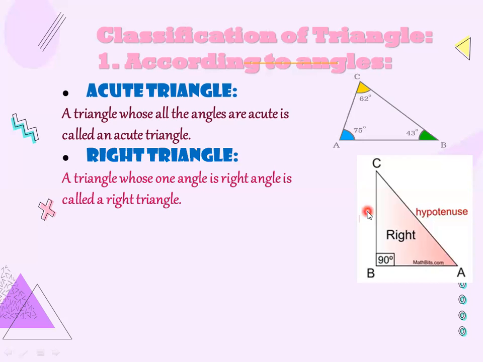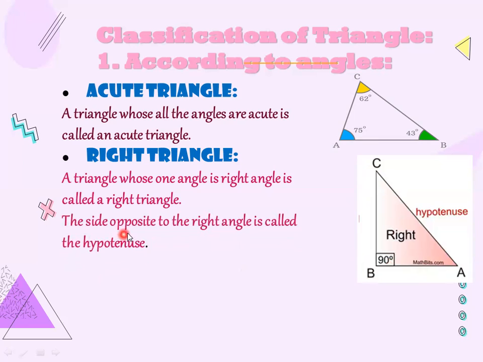As you can see here in this picture, you have a triangle ABC, and the measurement of angle B is 90 degrees, meaning it is a right angle. So you will say that this triangle is a right triangle. Why a right triangle? Because one angle is of 90 degrees.